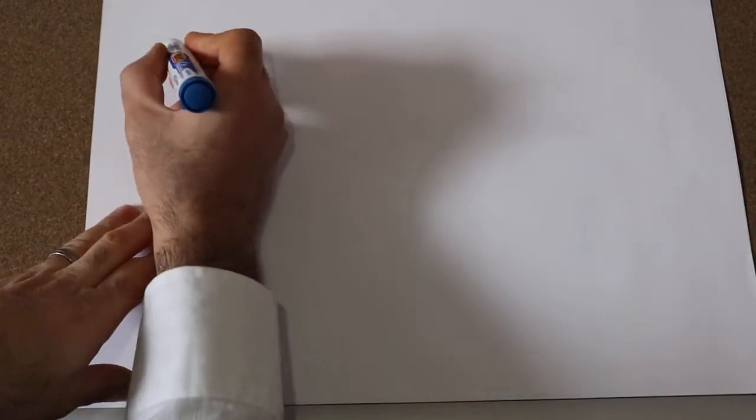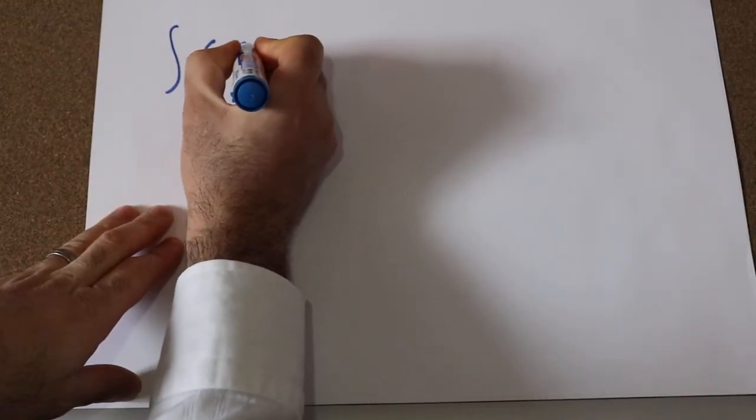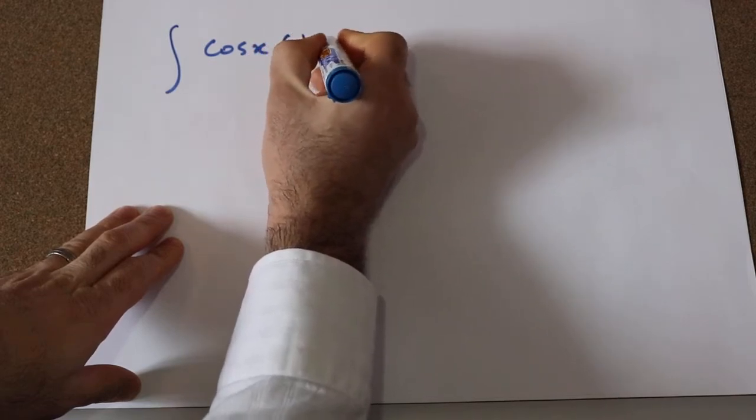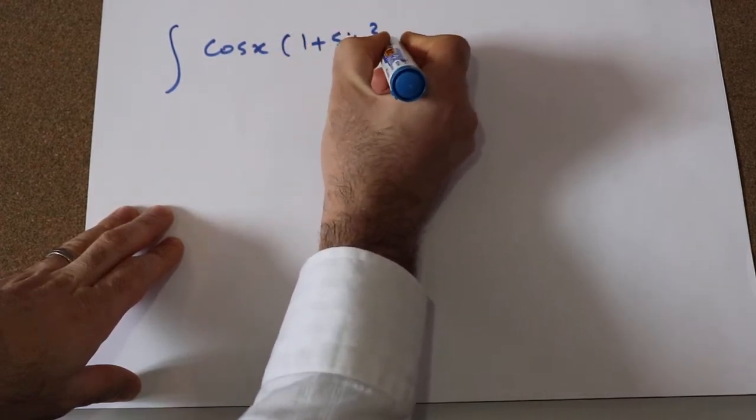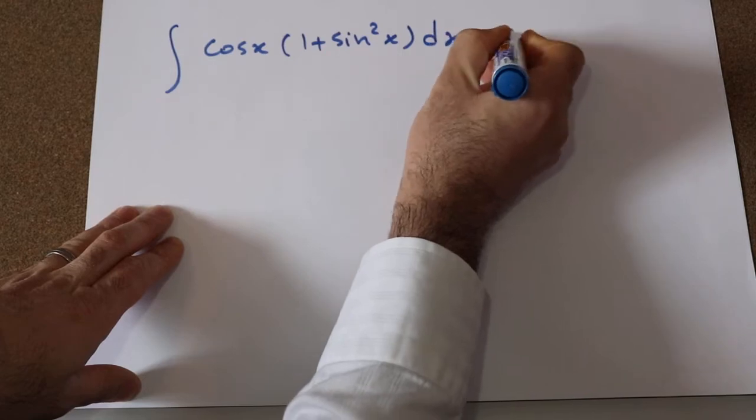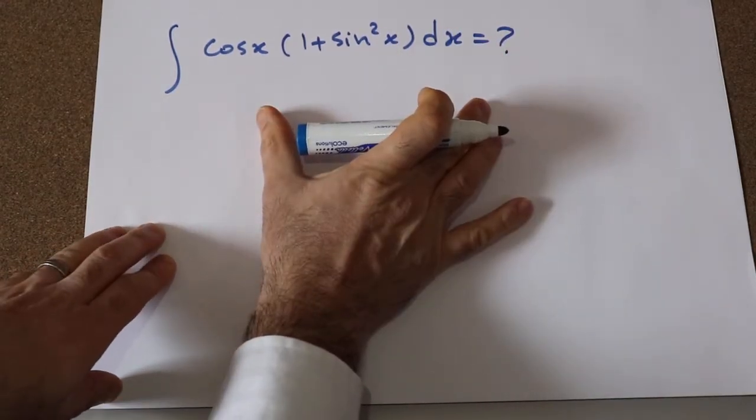Hello, today I'm going to show you how to calculate the integral of cosine x times (1 plus sine squared x) dx. You can solve this integral using the substitution rule.